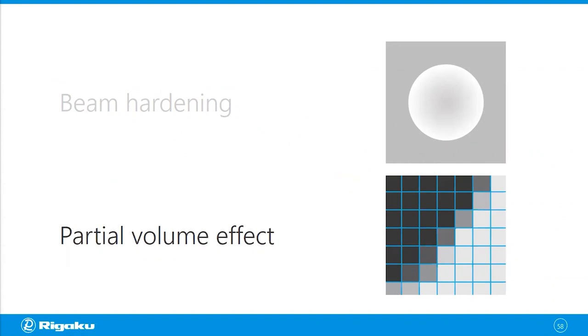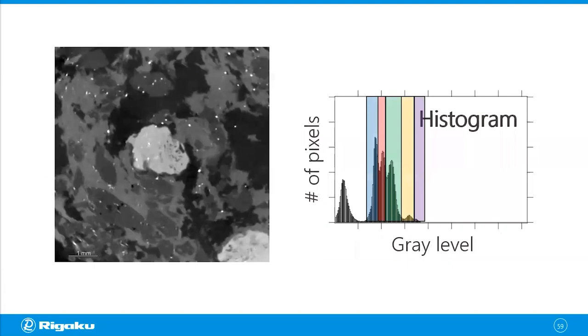This is a cross-section of a piece of rock that has five different phases. You might remember this one from the second episode about data analysis. We used this one as an example. So this image has pretty distinct five gray levels. You can even see five peaks in the histogram. So you can simply set thresholds to segment this image like this.